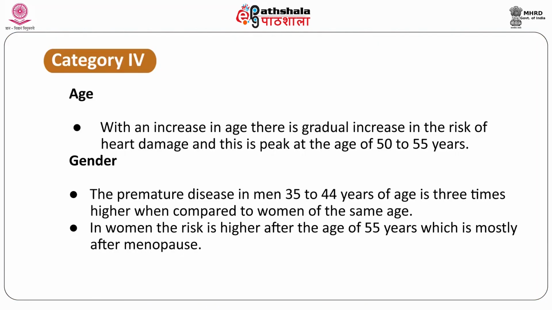Finally, moving on to the last category, category 4, age. The age factor comes under the non-modifiable risk factors of cardiovascular diseases. With an increase in age, there is a gradual increase in the risk of heart damage, and this peaks at the age of 50 to 55 years. The next is gender. Premature disease in men 35 to 44 years of age is 3 times higher when compared to women of the same age. In women, the risk is higher after the age of 55 years, which is mostly after menopause.